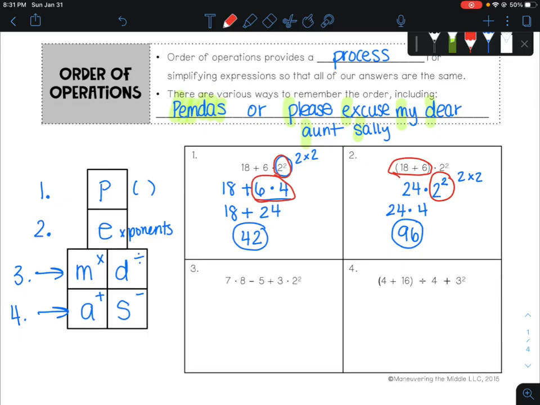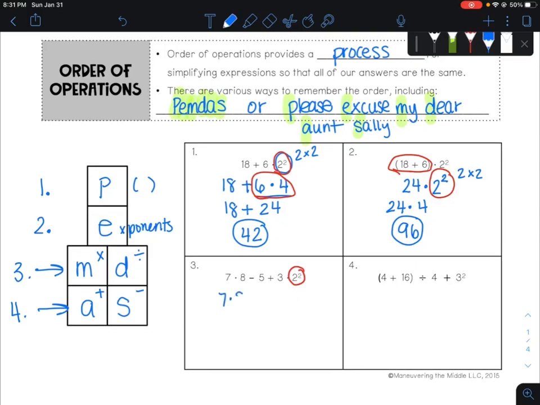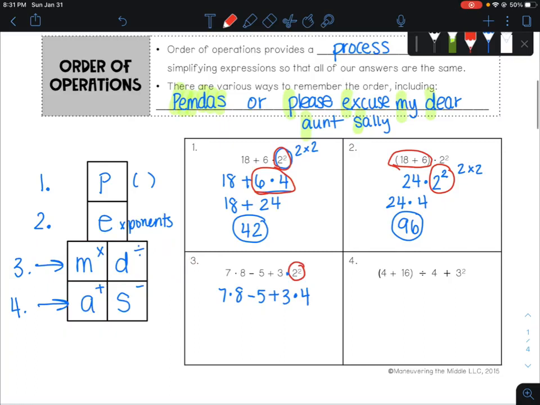For number 3, there are no parentheses, but I do see exponents. So I'm going to write everything and then evaluate that exponent. 7 times 8 minus 5 plus 3 times 4. 2 squared is 4. Okay, now we're going to look and see if we have anything in our step 3, multiply or divide. I see 2 multiplications. So I'm going to do both of these, and everything else stays exactly the same. So 7 times 8, 56, minus 5 plus. Now we have to do the 3 times the 4, which is 12. Everything else stayed the same.